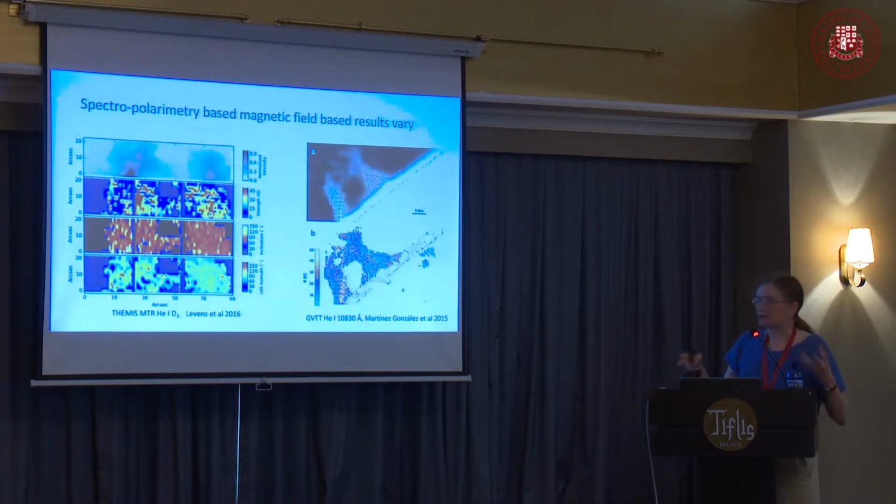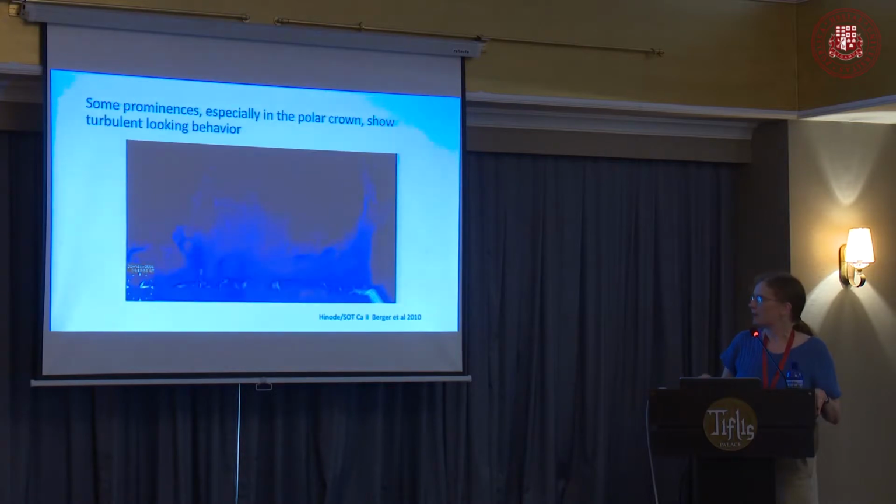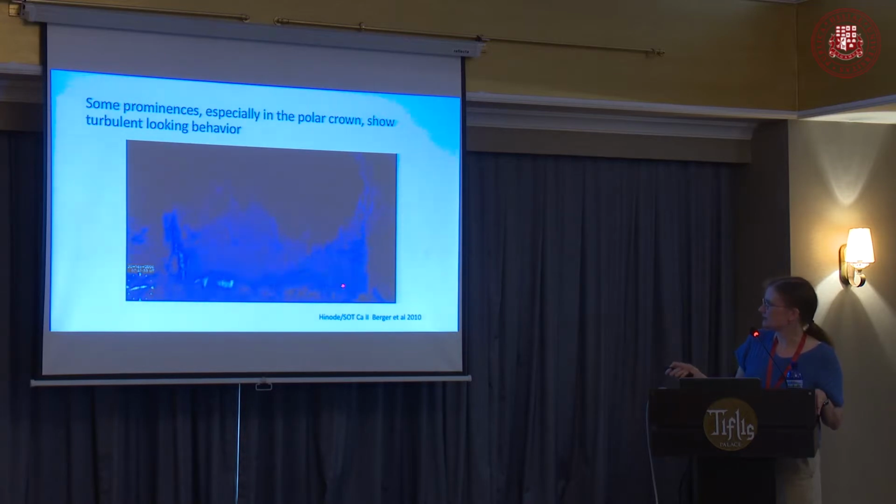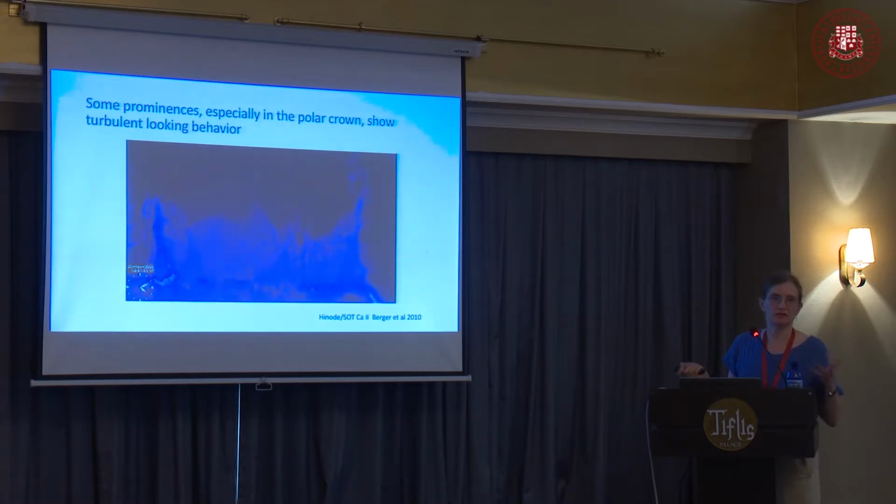But still, in general, I think there's a general feeling that for that kind of prominence, we understand what the magnetic field is. Maybe there are some questions. But when you get to something like this, I think people are more unsure about what's happening. I don't know how well this is showing up in the back. This is from Hinode SOT, and this is something you might typically see in a prominence near the polar crown. So we're talking about relatively low magnetic fields for prominences, maybe 3 to 10 Gauss.